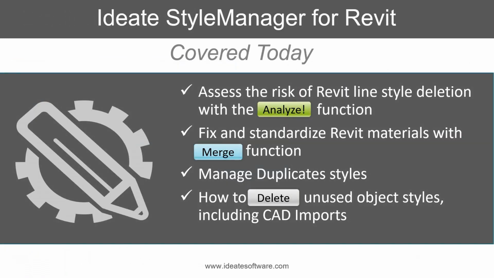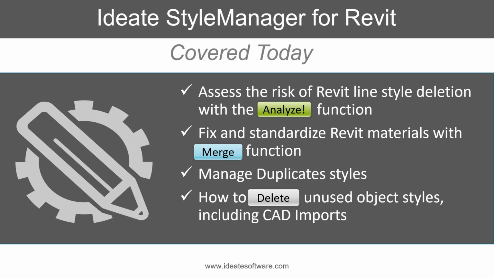And I just want to go over quickly what we covered today: being able to assess the risk of a Revit line style deletion with Analyze. I showed you an example of being able to fix and standardize materials with the merge function. I also showed you that in the overview. Showed you how you can isolate duplicate styles and also using delete in the context of the unused object styles for CAD imports.